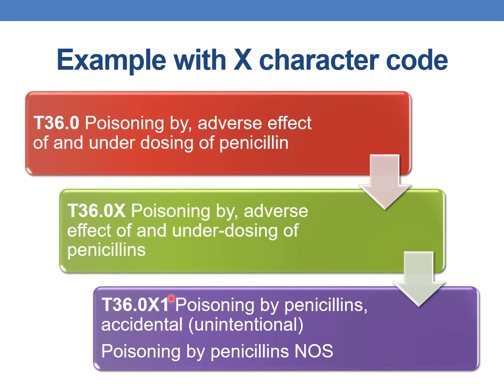Here, the sixth character signifies whether it is accidental or intentional, or underdosing or overdosing. In order to allow the sixth character, a placeholder is used in the place of the fifth character for allowing further expansion. So placeholders are generally used in codes to allow further expansion. So finally, T36.0X1 is the final code, which indicates poisoning by penicillins, accidental.